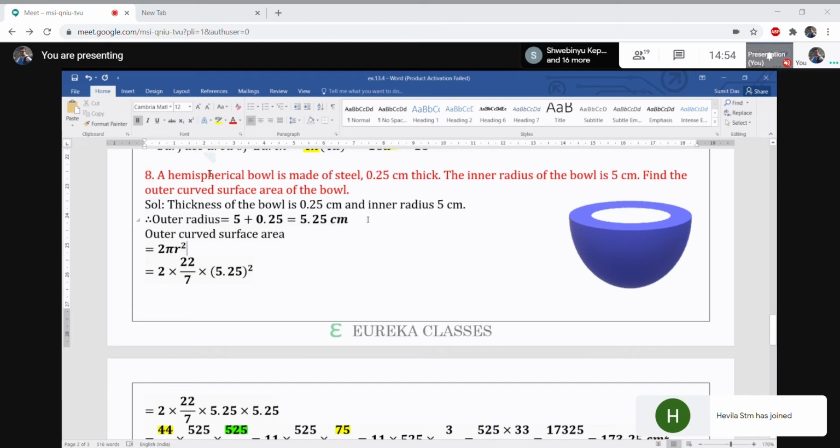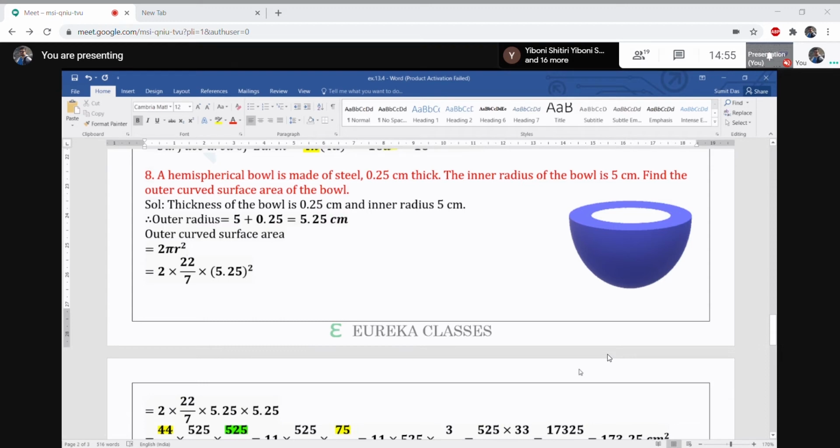Inner radius is given and thickness is given. Thickness means this much part. You can see how thick the bowl is. That is 0.25 centimeter. Though the diagram is not very convenient, because it looks very thick, it is 0.25. But still, I try to manage this diagram.